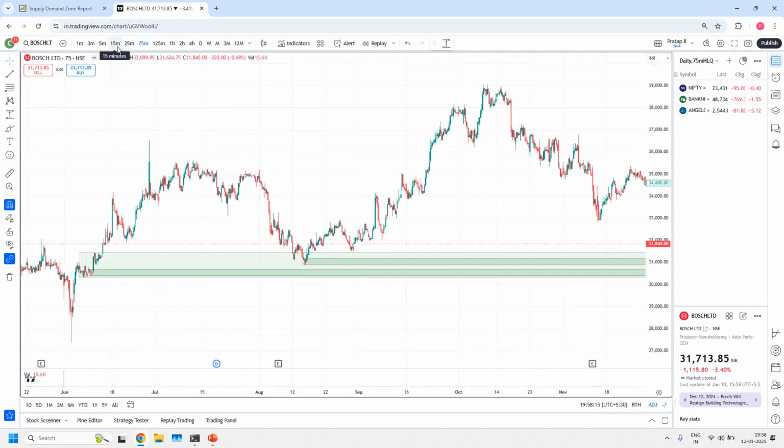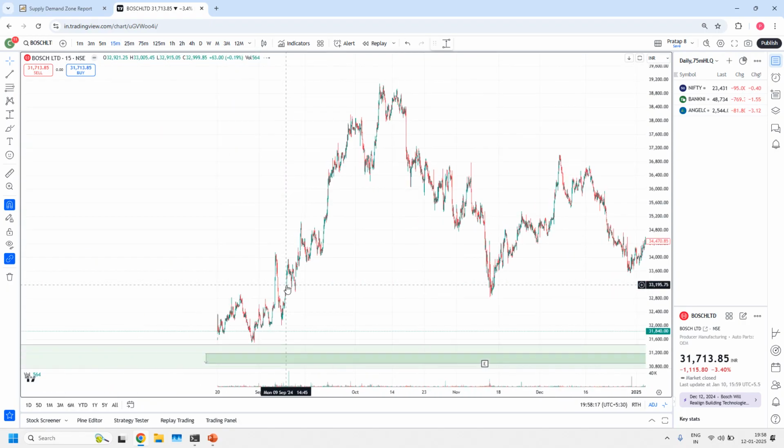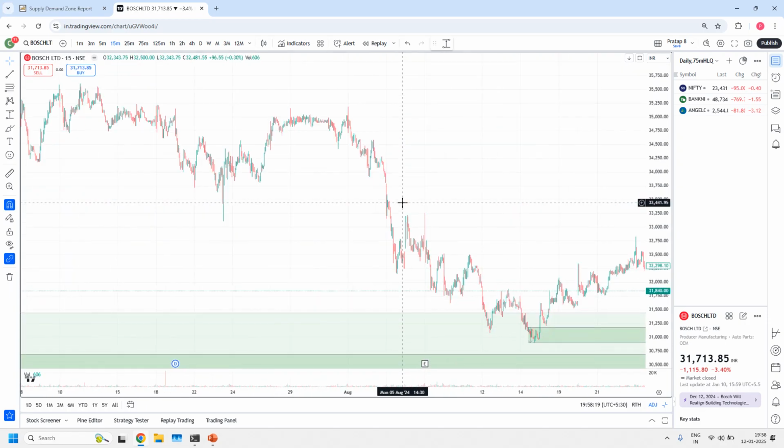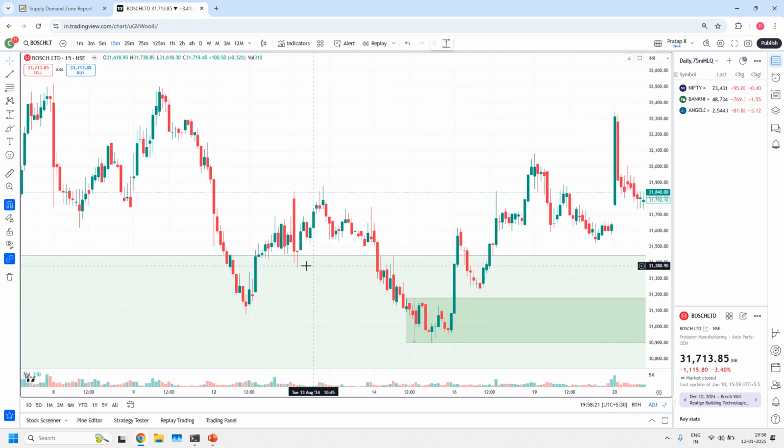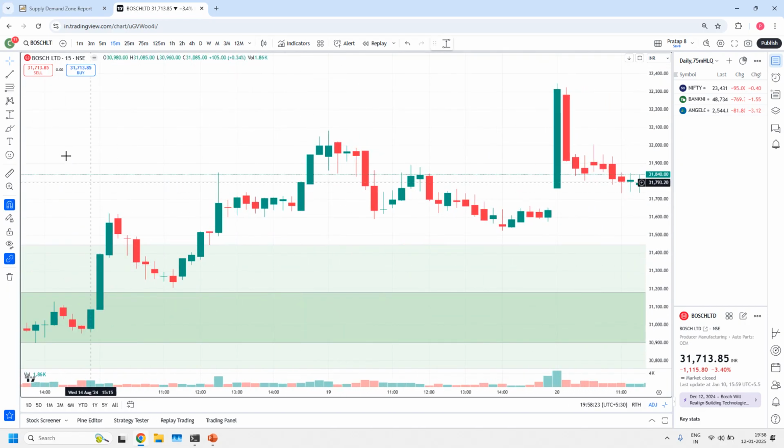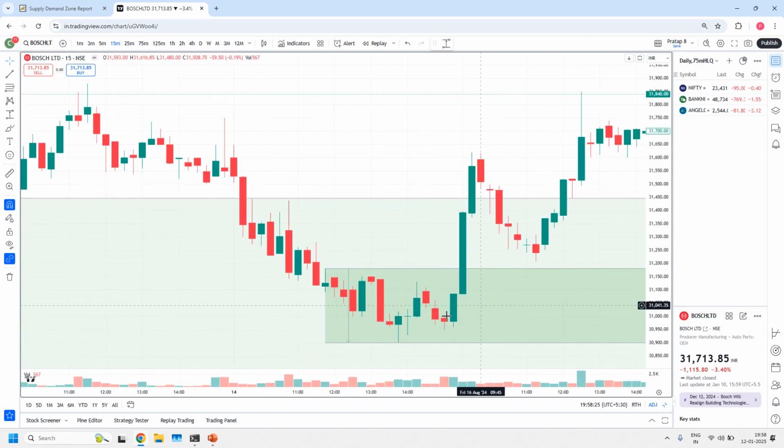Now you have to draw the 15 minute fine-tuned zones. In the 15 minutes, you have a rally candle, 3 base candles, and this medium size leg is also part of the base and rally candle. That way you can draw the zone. This is the 15 minute zone.